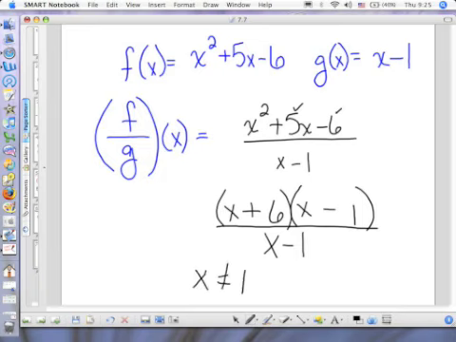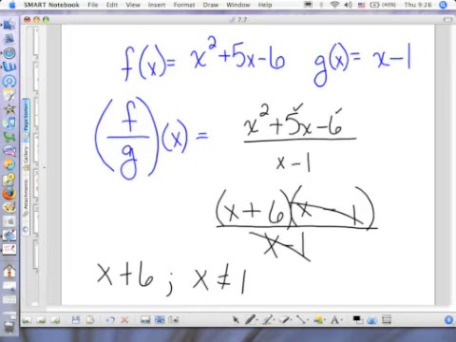And what's this simplified fraction? X plus 6. So f divided by g of x is equal to x plus 6 as long as x is not 1. Okay?